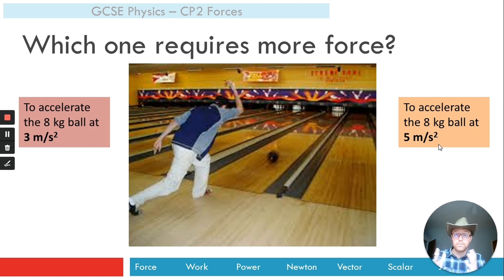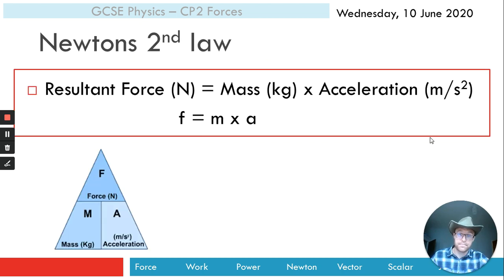Pause the video, give it a think, and answer. Okay, if you said 5 meters per second squared requires more force, you'd be correct. Newton said, if I have an object of the same mass and I wish to give it a larger acceleration, I need to put more force in, which makes sense. Let's put these two together into Newton's second law.